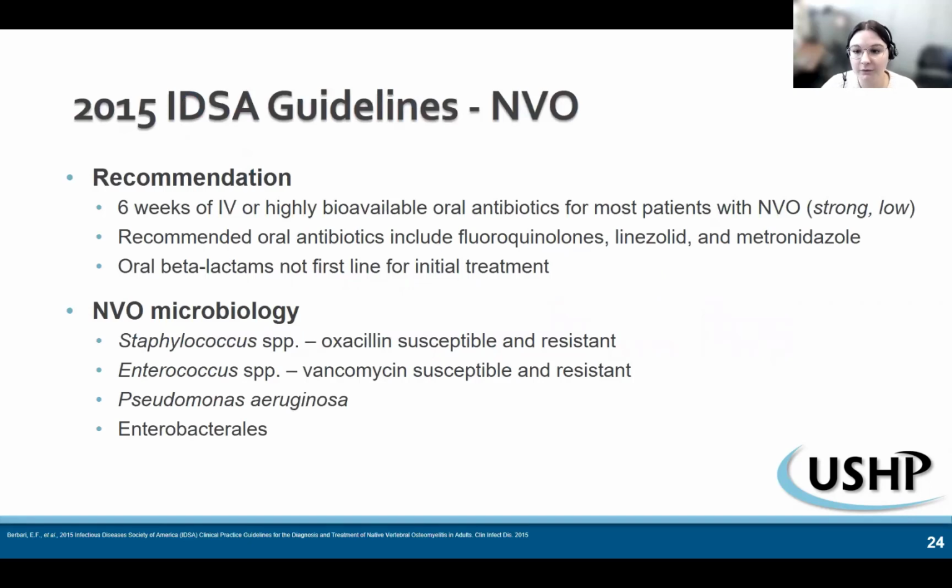Currently, the IDSA guidelines for native vertebral osteomyelitis recommend 6 weeks of IV or highly bioavailable oral antibiotics such as fluoroquinolones, linezolid, and metronidazole. They do not recommend oral beta-lactams for the first line of treatment for this indication. Generally, we see staph, enterococcus, pseudomonas, and gram-negative organisms as the most common pathogens that cause vertebral osteomyelitis.